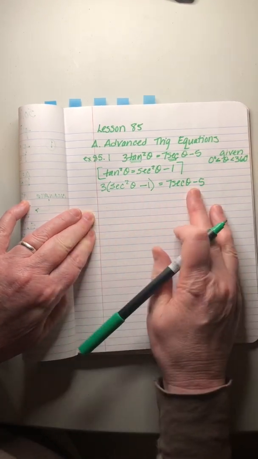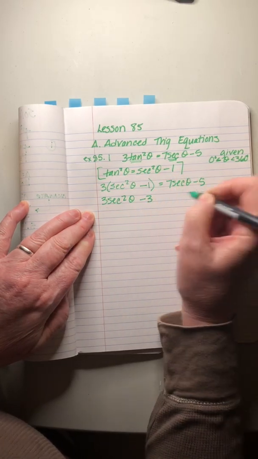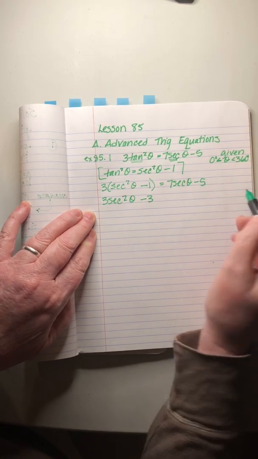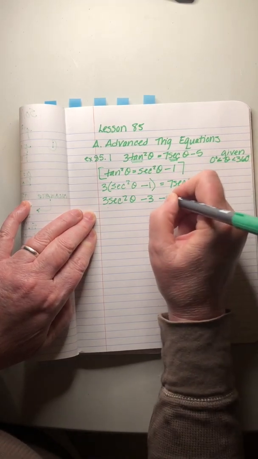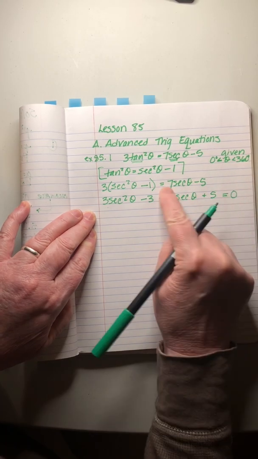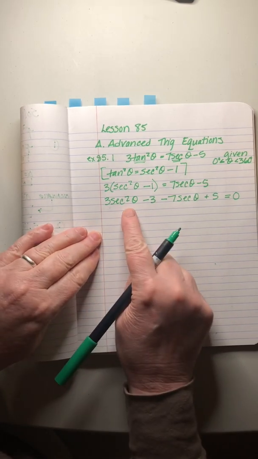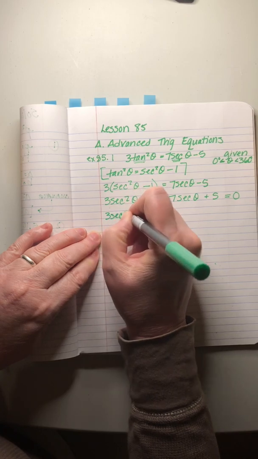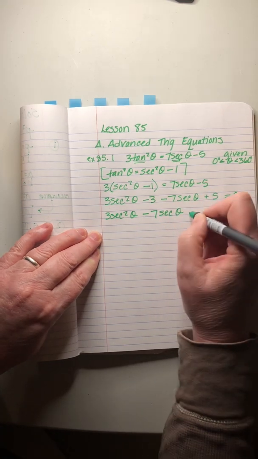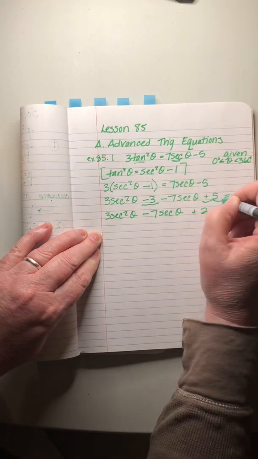Okay, let's distribute. And then, just for fun, you'll see why in a minute, we're going to swing both of these over and set the right-hand side equal to 0. So that'll become minus 7 secant theta and plus 5. Right? Change sides, change signs. Okay, let's clean that up and look and see what we've got. So I'm going to put them in order. 3 secant squared theta minus 7 secant of theta plus 2 equals 0. Right? The minus 3 and the plus 5.